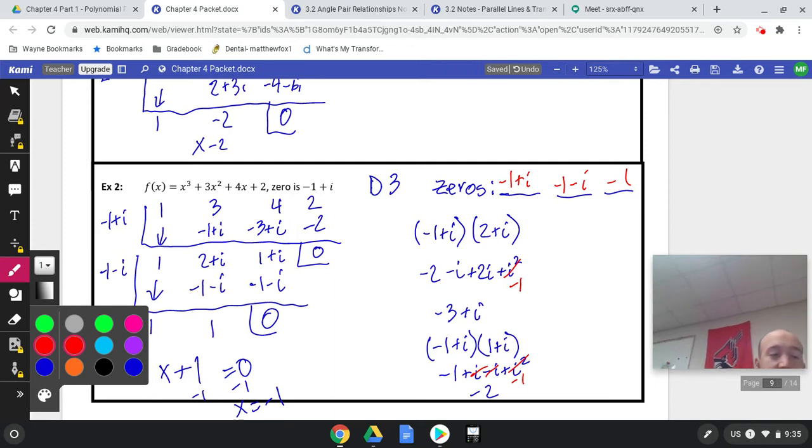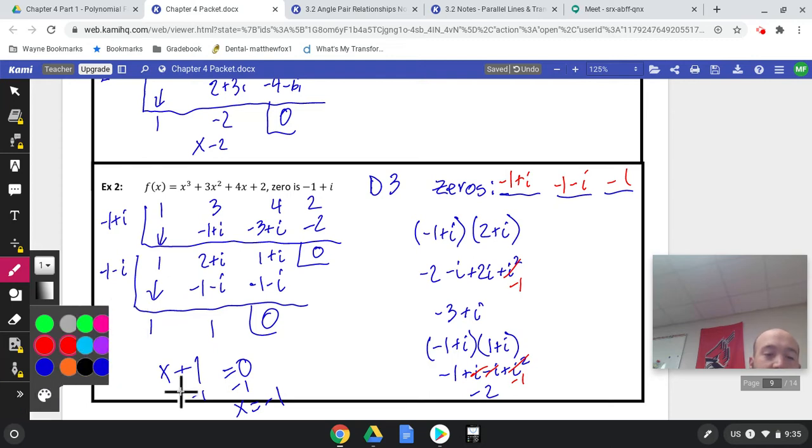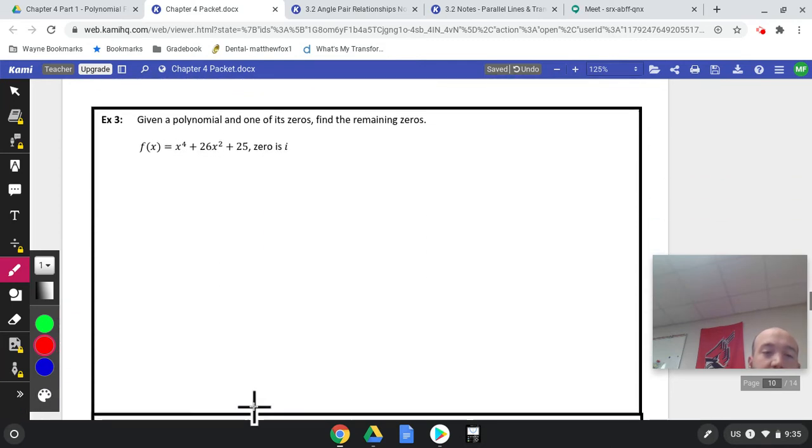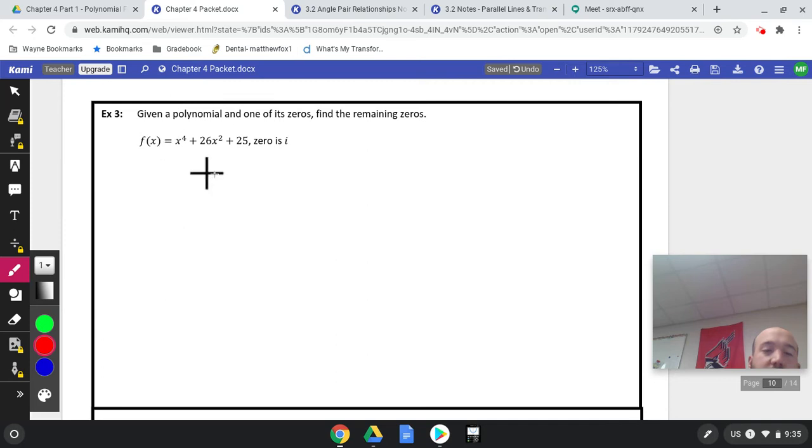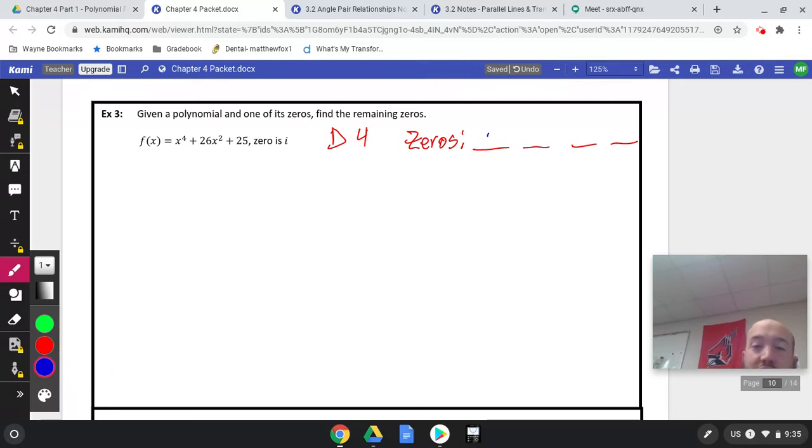So go ahead, flip it to the back, and now this one, you notice hopefully there is a degree of 4. Okay, so degree of 4, it's going to change the amount of zeros we have. We know we are going to have 4 zeros. So 1, 2, 3, 4 spots, 4 answers. And our first one is i. Now this one, I got ahead of myself. We need to be careful on this.